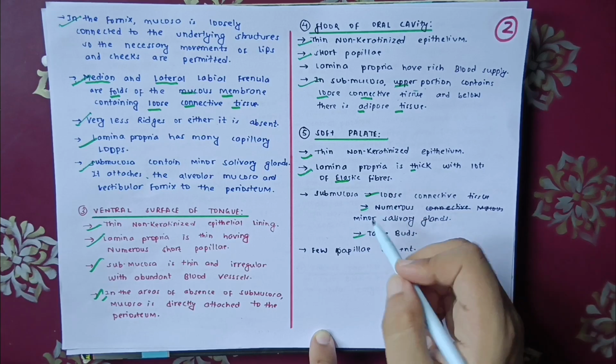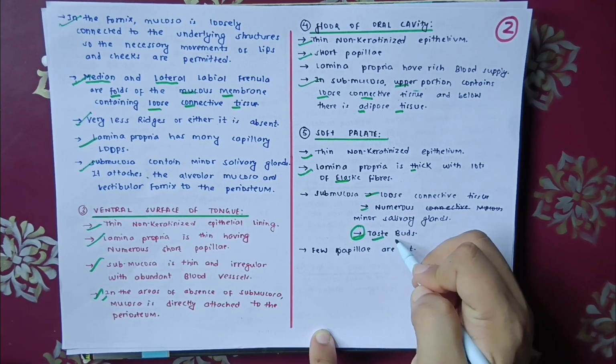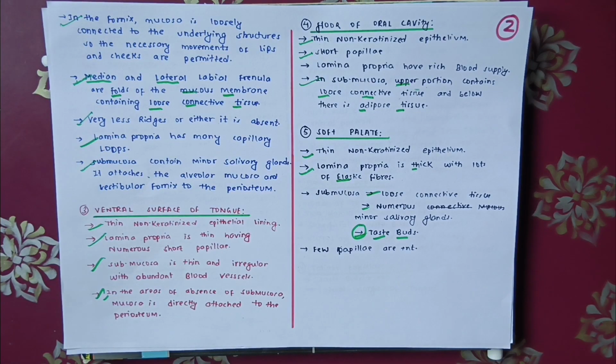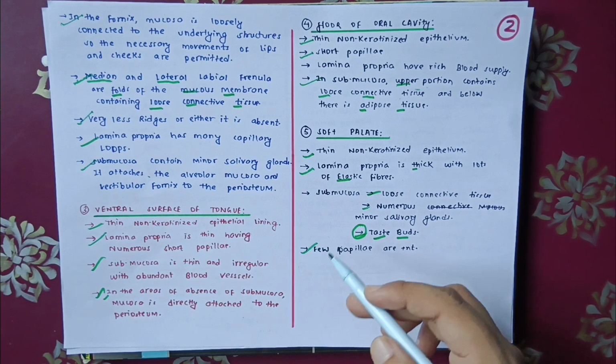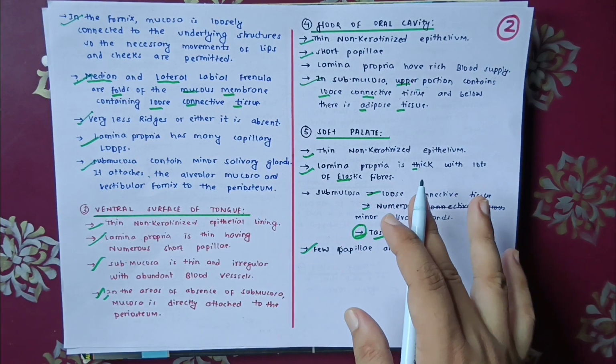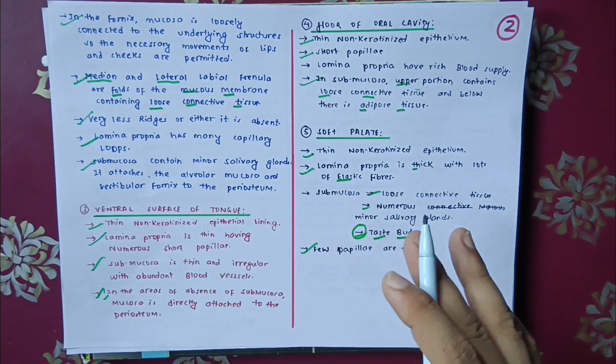Okay, and this taste bud is very important to remember here. The taste bud is only present in the mucosa of the soft palate, so you should remember this, and few papillae are present there. In this non-keratinized epithelium, we have covered this, so this is very easy to understand.